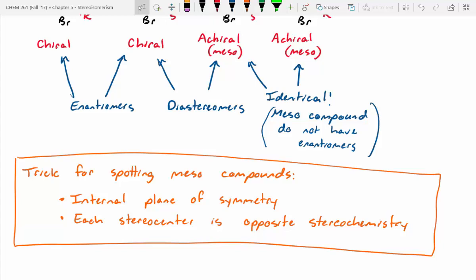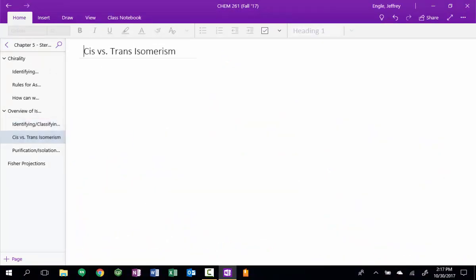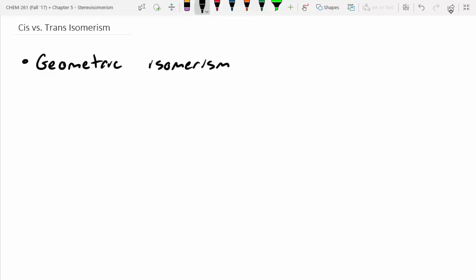A little bit tricky. All right, and then last but not least, we get to do some easy review. Cis-trans isomerism. This is referred to as geometric isomerism, and it is not absolute. So I'll show you guys an example of this.